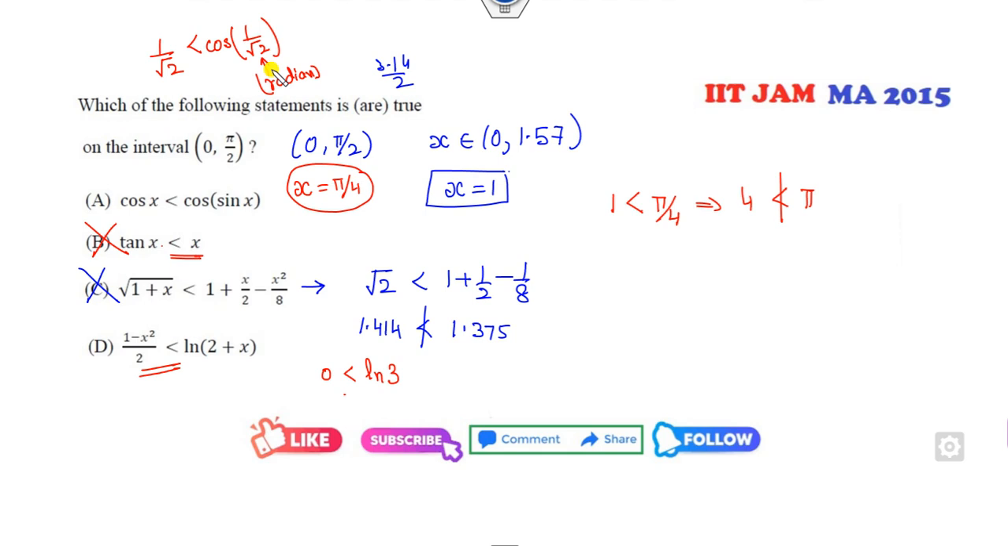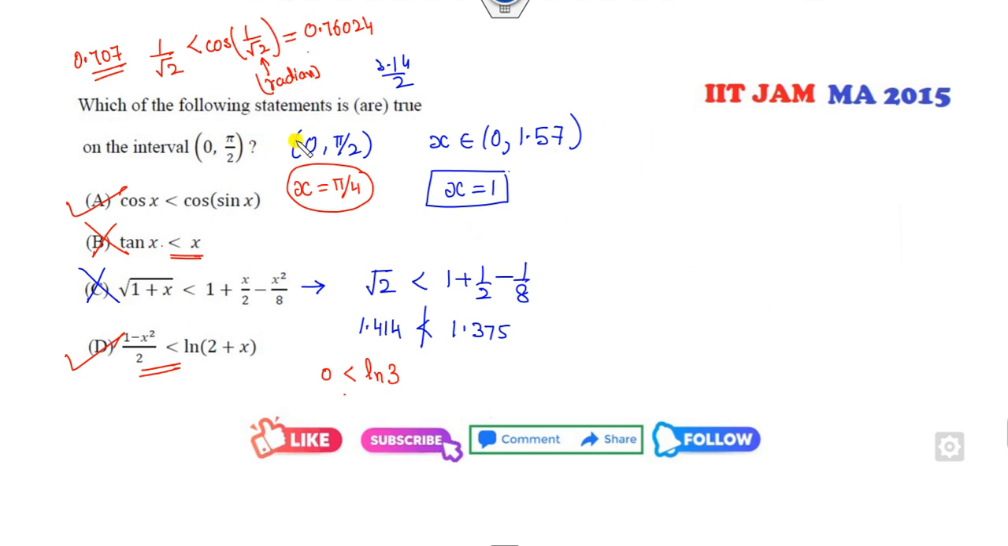This number is 0.76024, and 1 divided by root 2 is 0.707 here. So this is satisfied, this is also satisfied. Fine, you can choose any other values.